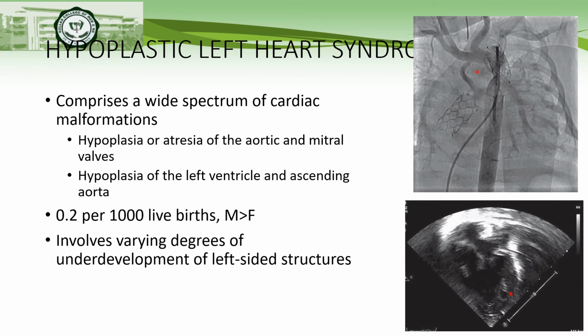As implied by its name, HLHS involves varying degrees of underdevelopment of left-sided structures, such as in the pictures shown here. The picture above is an angiogram obtained in a patient with HLHS. Of note is the extremely diminutive ascending aorta, the one with the asterisk. The one below is a 2D echo of a patient with HLHS, and you can see a very small or hypoplastic left ventricle.